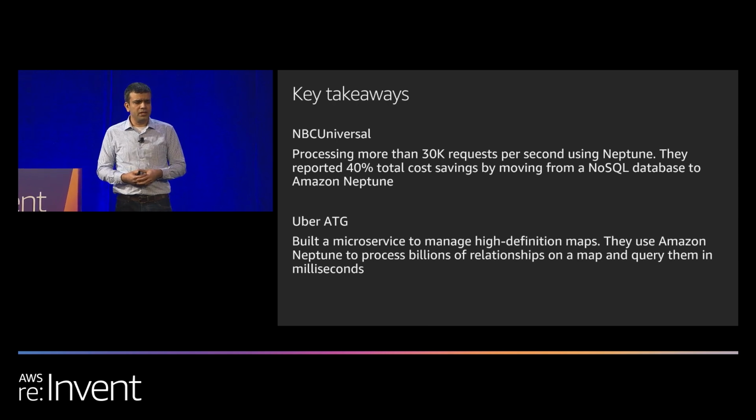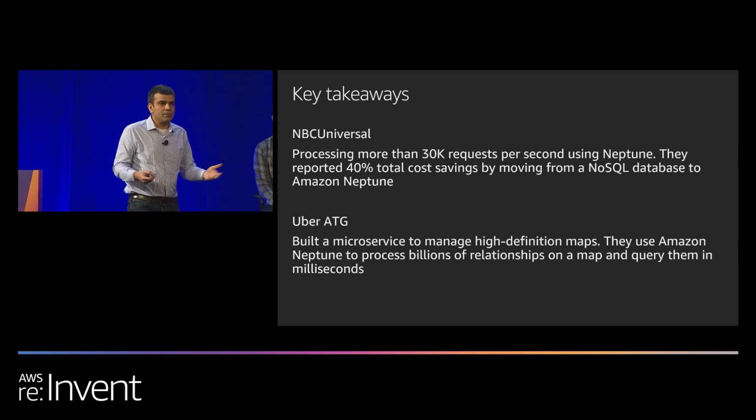And with Uber ATG, they built the microservice. You saw Yas talk about versioning of the maps. Each version a user creates is probably adding a traffic sign or a speed limit, and that is a new version of the graph. Being able to manage that at high scale is something they're able to do with Neptune.